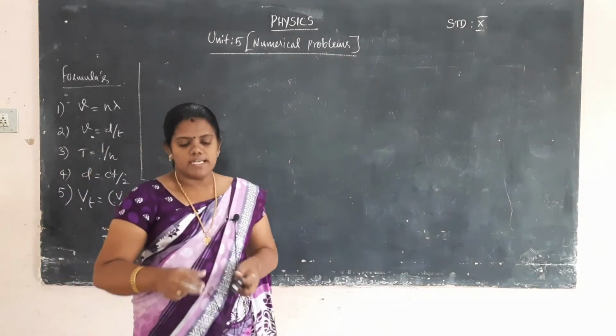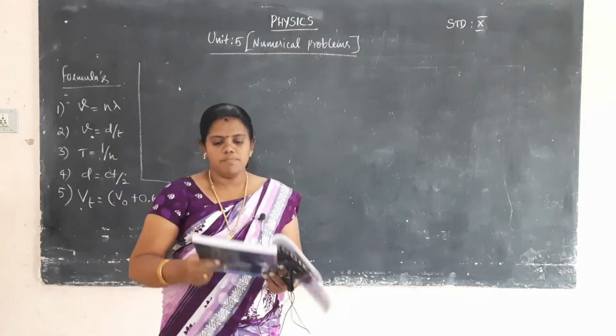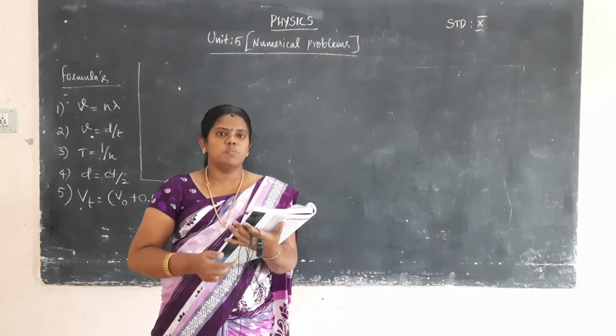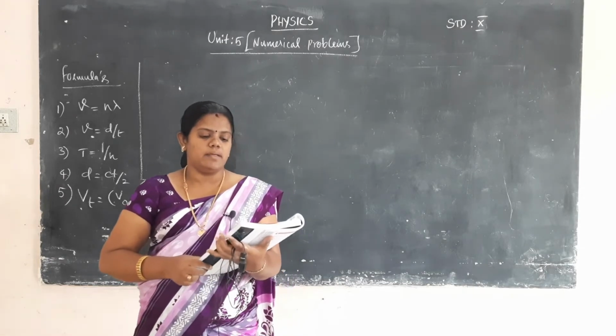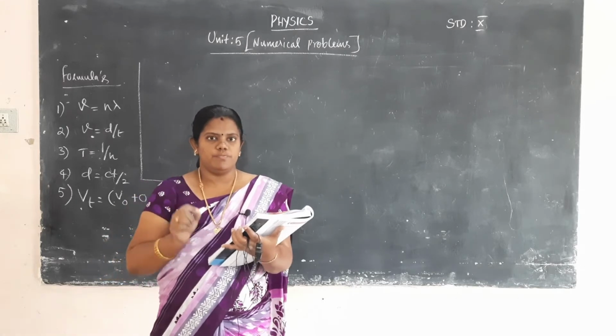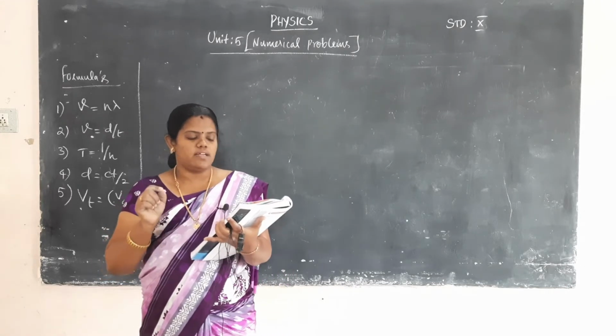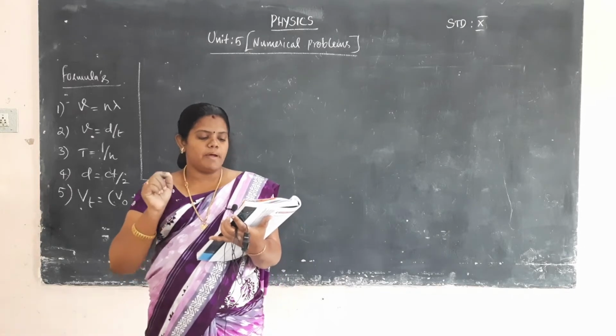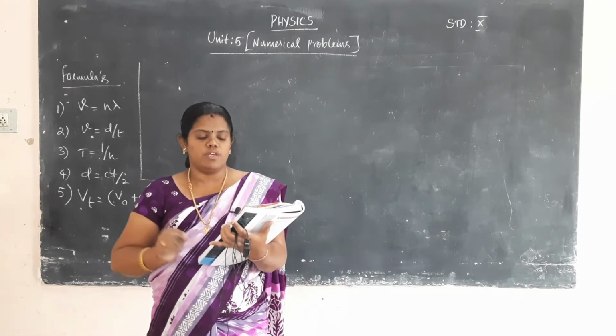First, I will read the first problem. A sound wave has a frequency of 200 Hz and a speed of 400 meter per second in a medium. Find the wavelength of the sound wave.